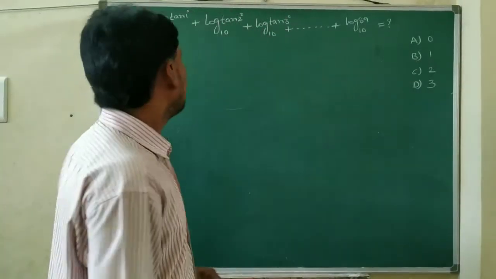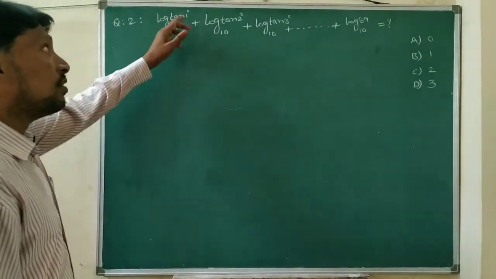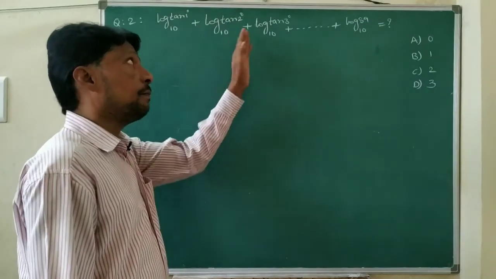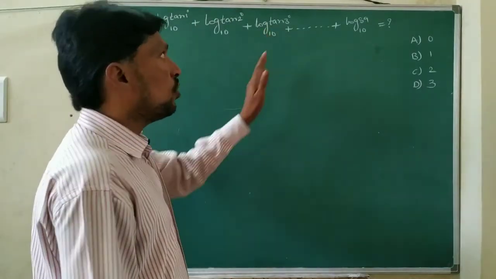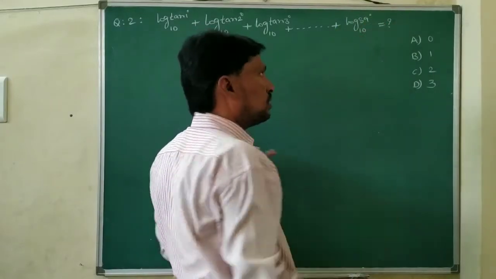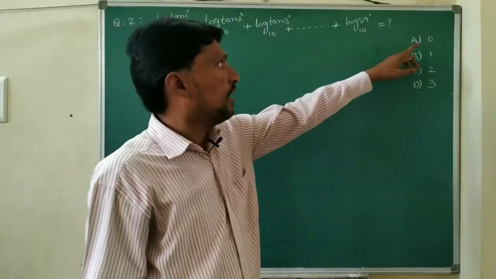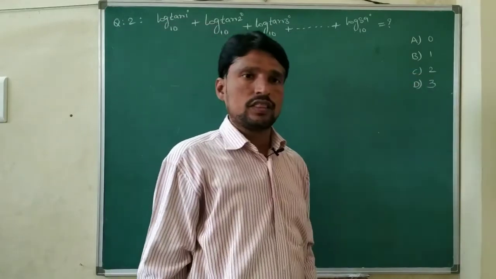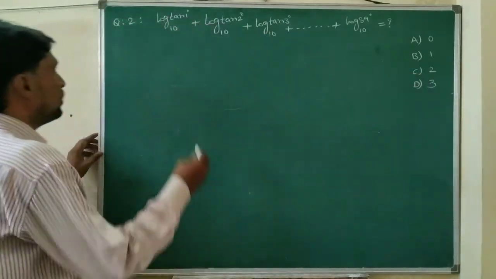Question number 2. It is given: log 1 degree base 10 plus log 2 degree base 10 plus log 3 degree base 10 so on up to log 89 degree base 10 equals. Here options are a equals 0, b equals 1, c equals, d equals 3. So first you have to take the given one.